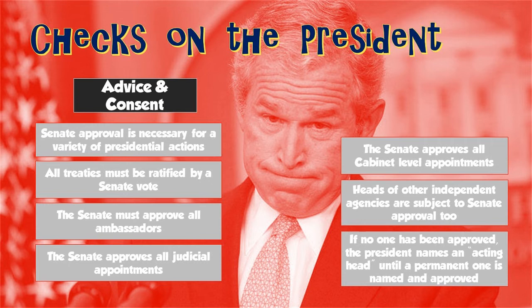So first of all, we know that treaties must be ratified by a vote in the Senate. The president has the ability to negotiate treaties with foreign countries, but it's up to the Senate to vote on whether or not those will actually go into effect. The Senate also gets approval for every ambassador that the president appoints to any other country. And the president makes his cabinet appointments, but the Senate has approval of all of those as well. So the Senate must approve all the cabinet appointments.